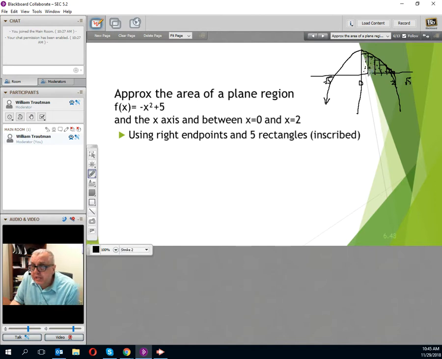If you look, to find the area of these rectangles, and that's what we're trying to do, find the area of 5 rectangles, this is the width. The area of a rectangle is length times width. So our width is between 0 and 2, and we're going to divide it into 5 rectangles. So there should be 5 widths on here.